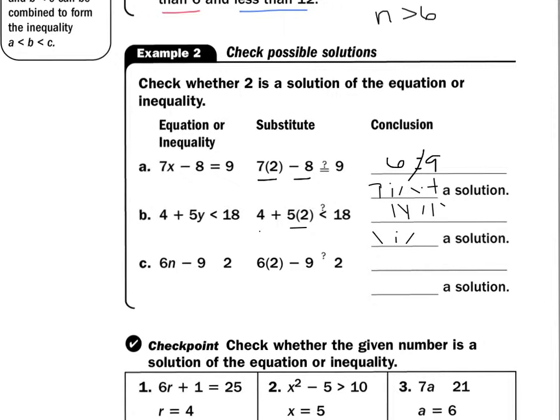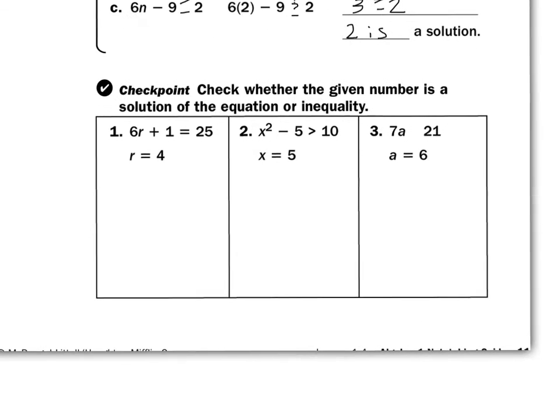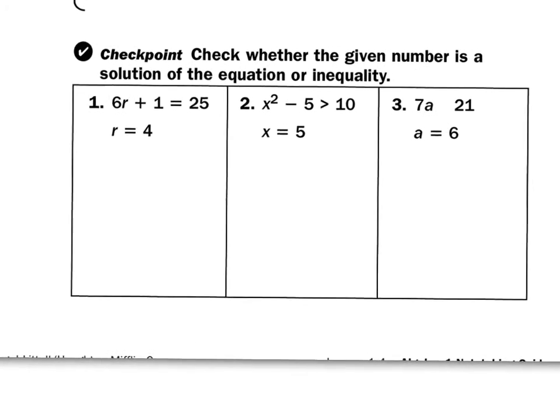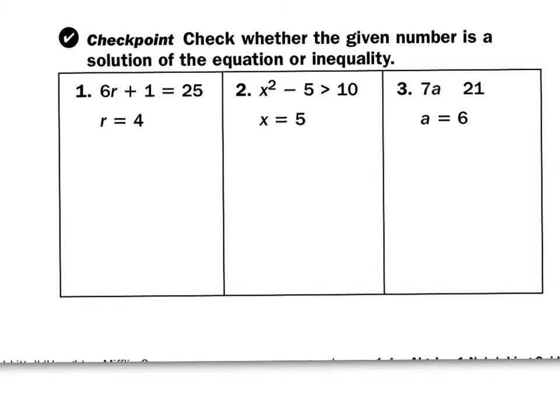In C, we're substituting our 2 in for the n, 6n minus 9, and that's supposed to be a greater than or equal to symbol. 6 times 2 is 12, and 12 minus 9 is 3. So is 3 greater than or equal to 2? Yes, it is. It's greater than. So 2 is a solution. Take a moment at this point to try the checkpoint questions on your own. We will be going through them together.